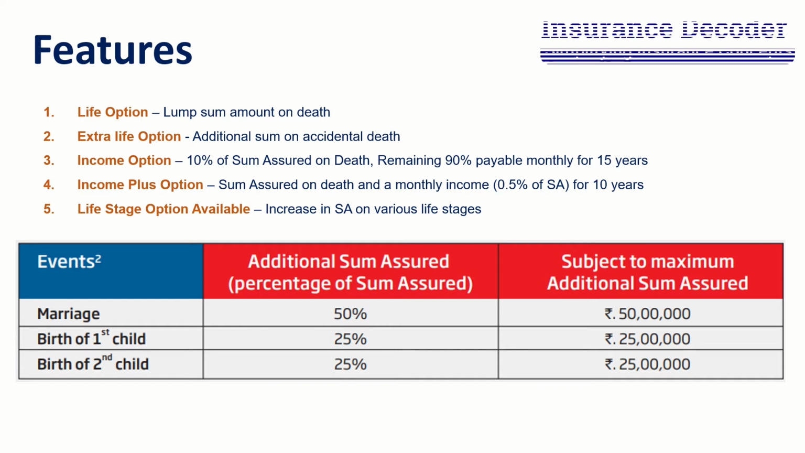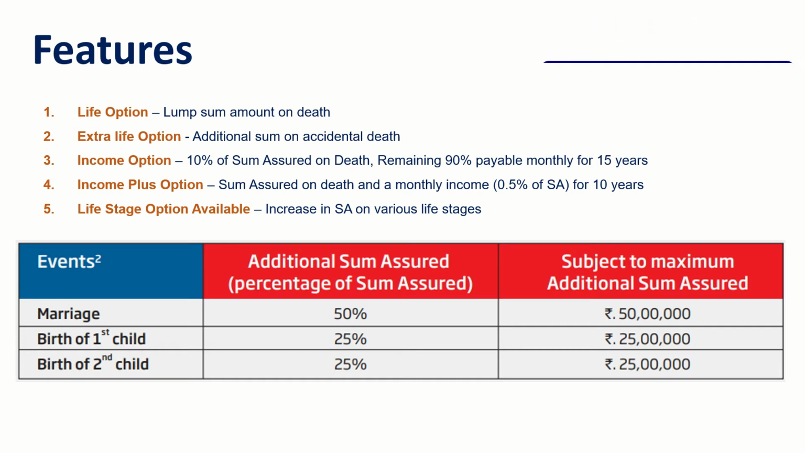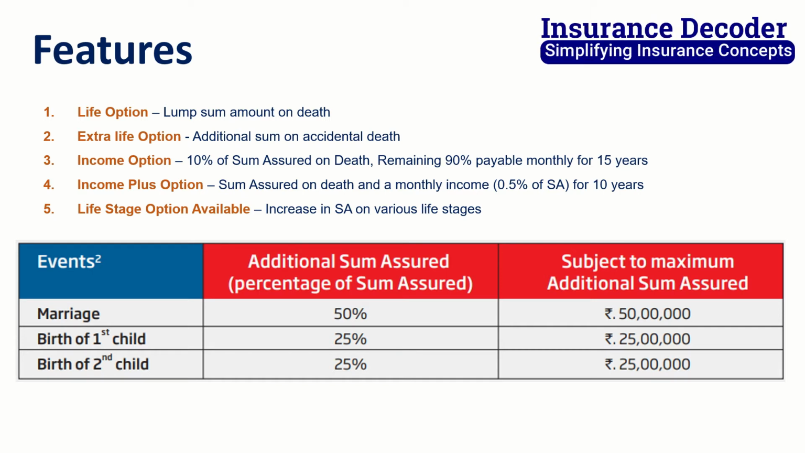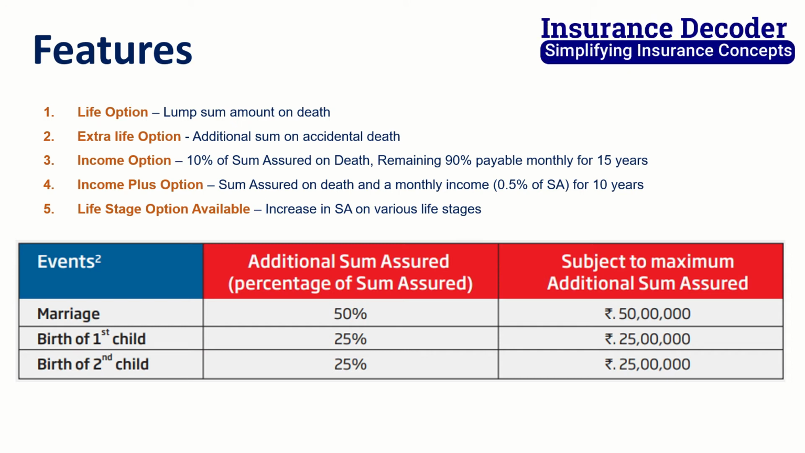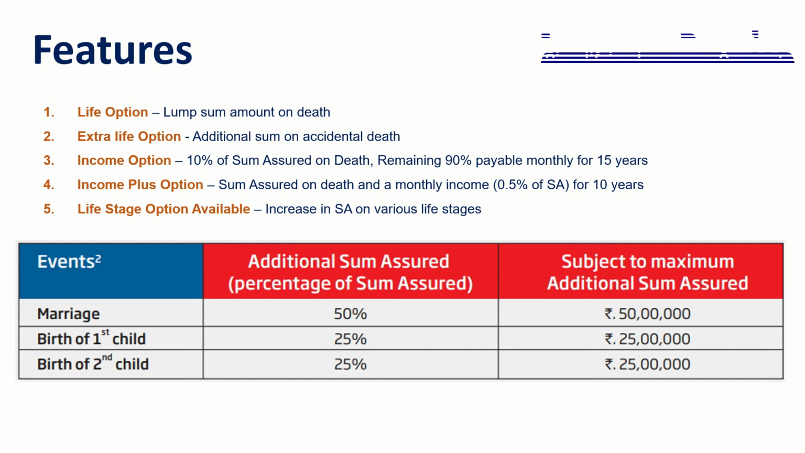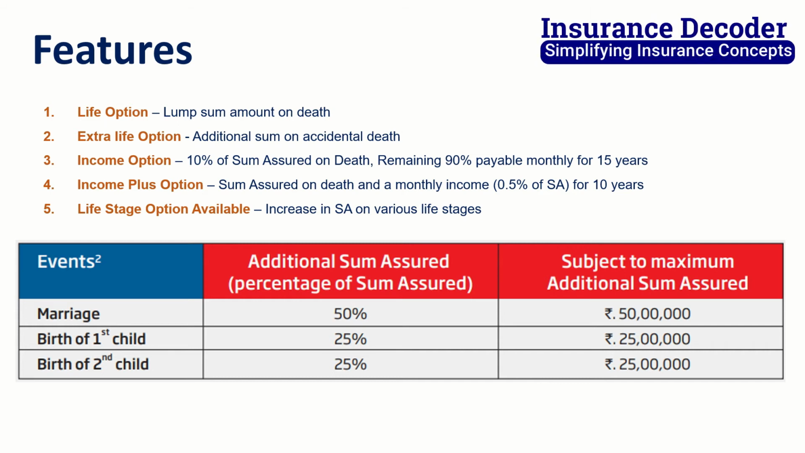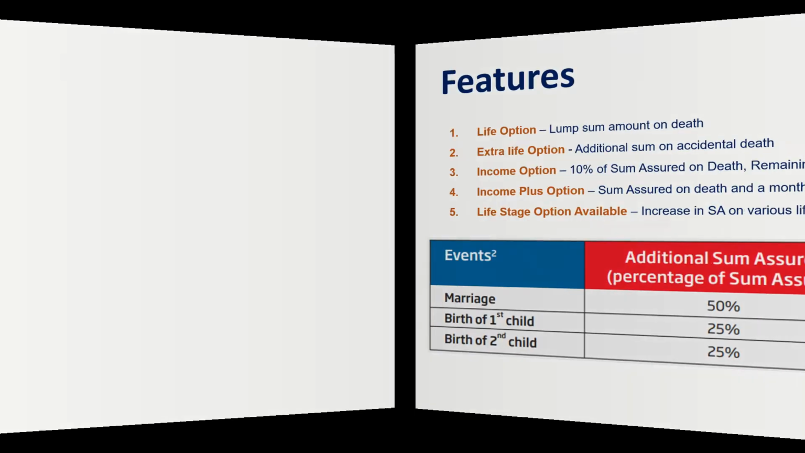But keep in mind that if you are taking the life stage option with your term plan, then you will have to pay additional premium. Nothing comes free. As we go down, the premium will keep increasing. Life option is the cheaper one. Life stage option is the expensive one. So as you come down, the premium keeps increasing because you are getting more benefits in these policies. So when you get more benefits, you will have to pay more premium.